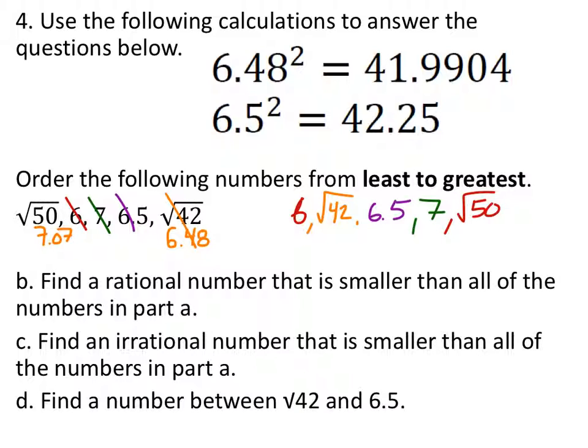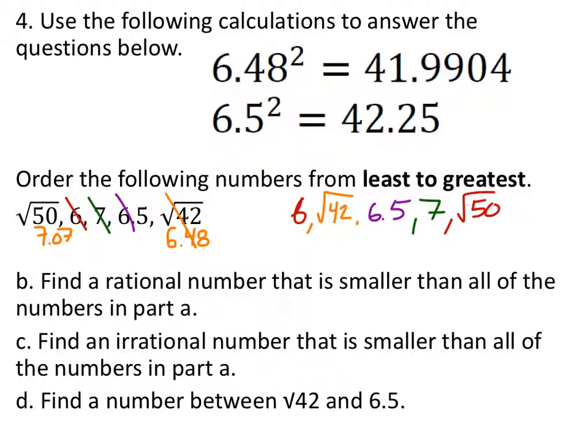Part B, find a rational number that is smaller than all the numbers in part A. So the smallest number is 6. So I'm going to take that smallest number, which is not a perfect square, and square root it. That would work. Anything smaller than 6, though, you could have used the square root of 35, because the square root of 36 is 6. Oh, this one wants a rational number.